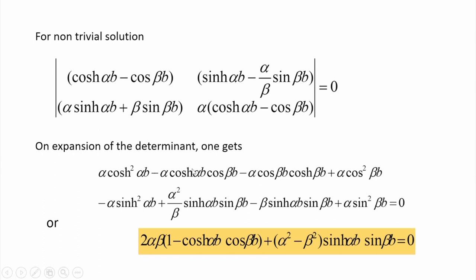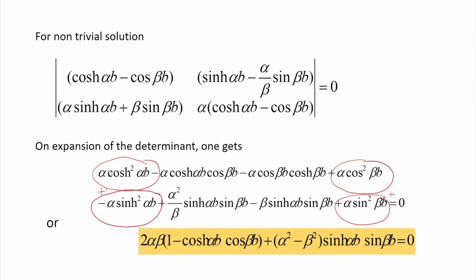On expansion of the determinant, one gets alpha cos hyperbolic square alpha b minus alpha cos hyperbolic alpha b cos beta b minus alpha cos beta b cos hyperbolic alpha b plus alpha cos square beta b minus alpha sin hyperbolic square alpha b plus alpha square by beta sin hyperbolic alpha b sin beta b minus beta sin hyperbolic alpha b sin beta b plus alpha sin square beta b. Now some terms can be combined. If I combine these two terms, it will give alpha, and another pair of terms also gives alpha.